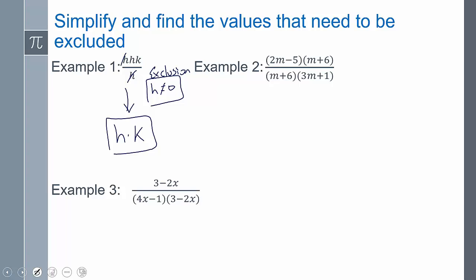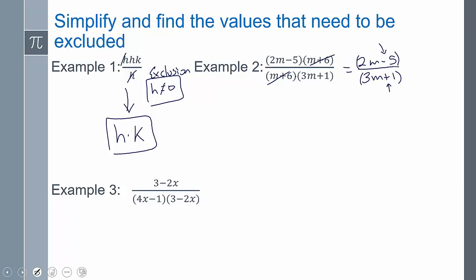So for this one, these are factors. That means the same factor on the top and the bottom will reduce. So the m plus 6's will reduce, and you get 2m minus 5 over 3m plus 1. Nothing else reduces. No, those m's do not reduce because I have a minus here and a plus here. It means they're not factors, and because they're not factors, they're not going to reduce. You have to consider this as one whole thing, and this as one whole thing.